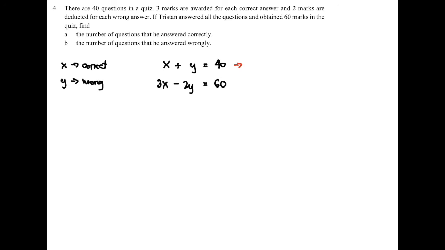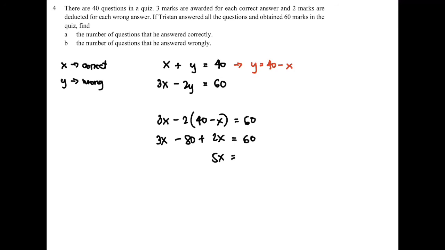I'll make y the subject. So y equals 40 minus x. And then after that, I'll plug this y value into the other equation. So that gives me 3x minus 2, and then what is y? y is 40 minus x, equals 60. And then solving for x, so 3x minus 80 plus 2x equals 60, right? So 3x plus 2x is 5x equals 60 plus 80.